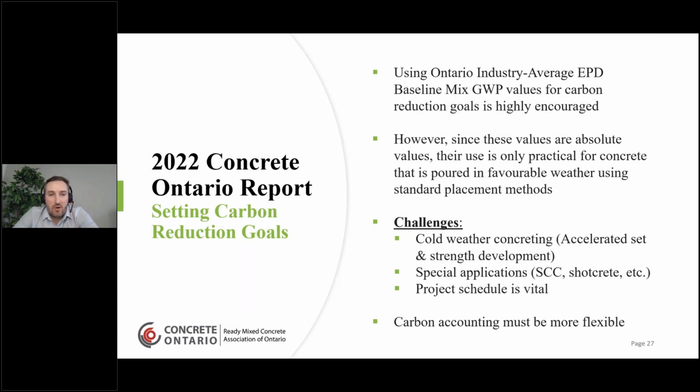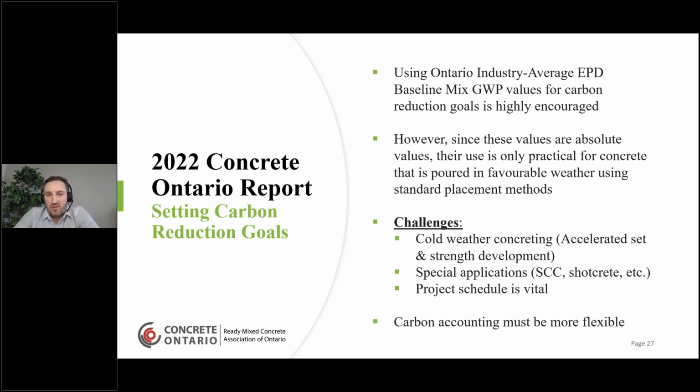In terms of setting actual carbon reduction goals, you do need to use some kind of GWP value so ready-mix producers know what they need to achieve. So we do obviously encourage specifiers to use the Ontario industry average EPD baselines, but it's not required. If you want a much bigger reduction, you can definitely choose other numbers in the tables. But the challenge with using just GWP numbers is they are absolute values. They're very practical for concrete that's going to be poured in favorable weather, with standard placement methods.